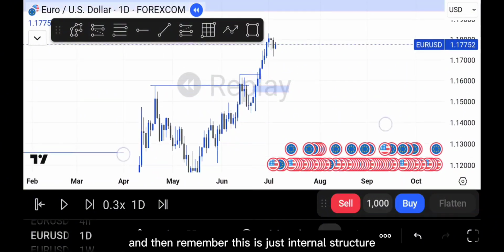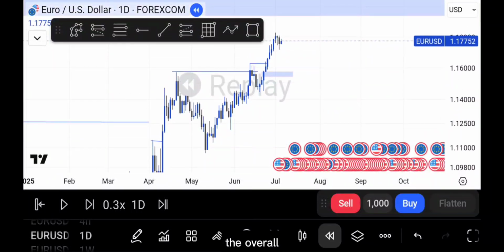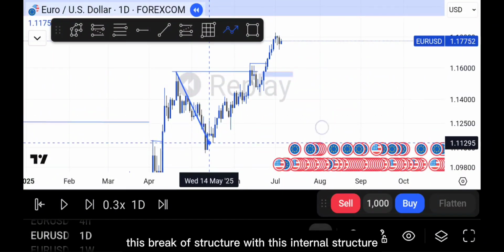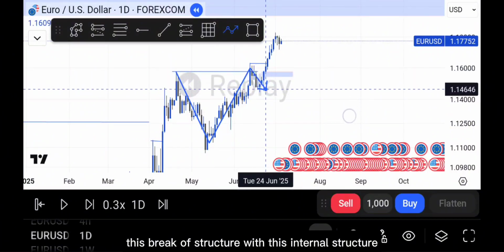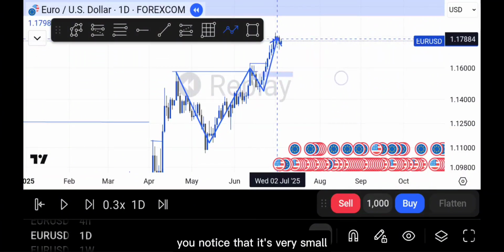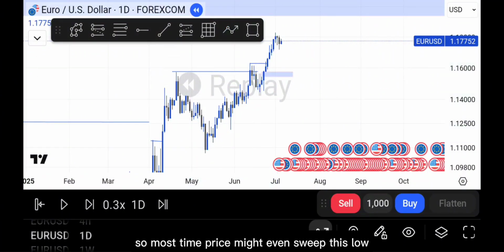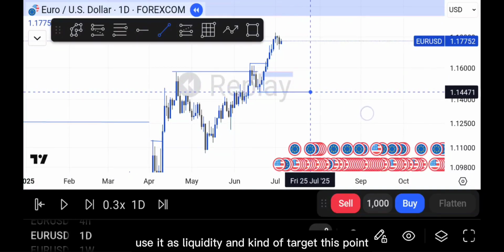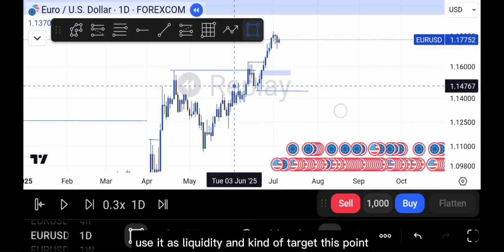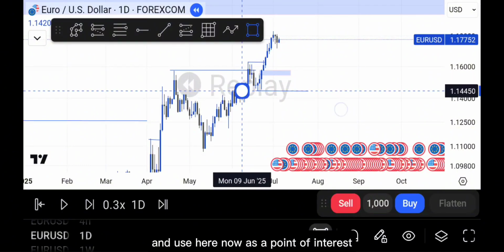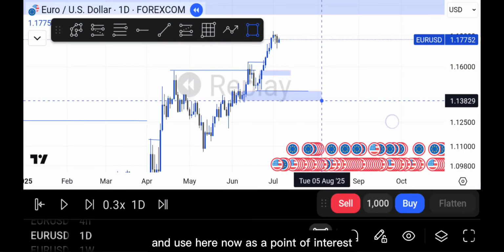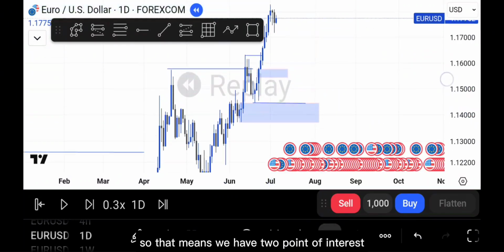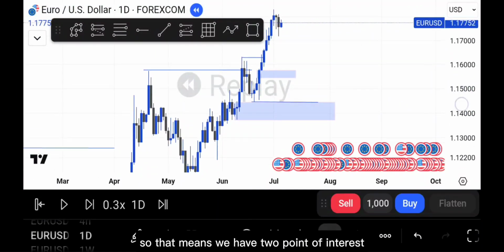And remember, this is just internal structure. If you compare this break of structure here now with this internal structure, you notice that it's very small. So most times, price might even sweep this low, use it as liquidity, and kind of target this point and use here now as a point of interest. So let's withdraw this and keep it here. That means we have 2 points of interest now.